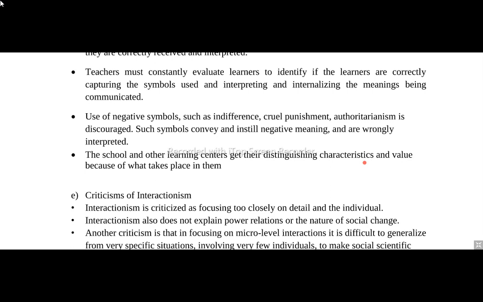They have a uniform that is well known, for example, Machakos School. Most people know Machakos School. It's a famous school because of its performance, because of its behavior, because of the practices that are in that school. So learning centers get distinguishing characteristics and value because of what takes place in them. So those are the symbols. They become a symbol. So if you hear of Machakos School, then you think Machakos School is the best school in Machakos County, and the like.